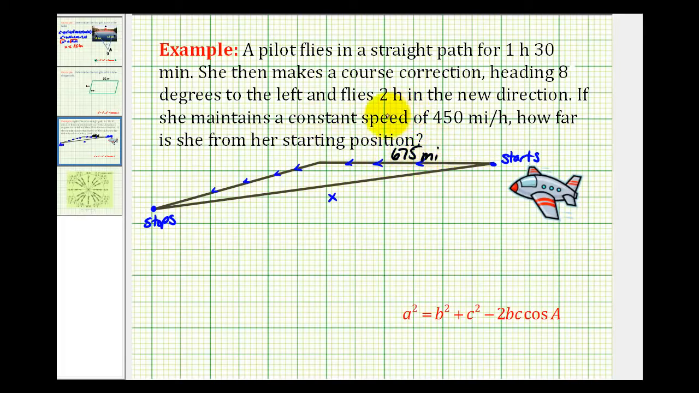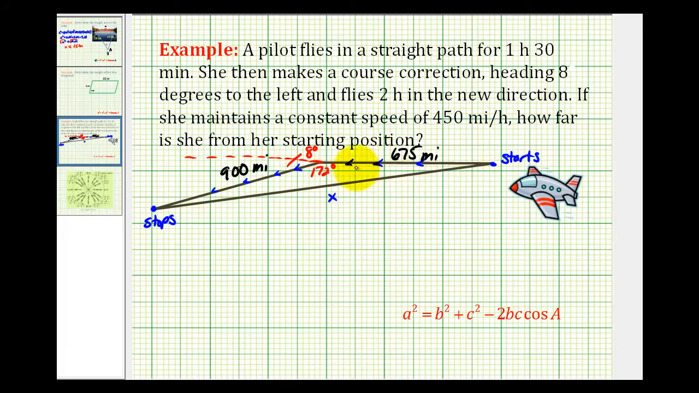Then the plane turns and travels for 2 hours at the same speed. Well, 2 hours times 450 miles per hour is going to give us 900 miles. And now there's one more thing to consider. When she's traveling in this first path, she turns 8 degrees to the left at this point here. So if we were to extend this side here, this little angle here is 8 degrees. Therefore, this large angle in the triangle is going to be 180 degrees minus 8 degrees, or 172 degrees.